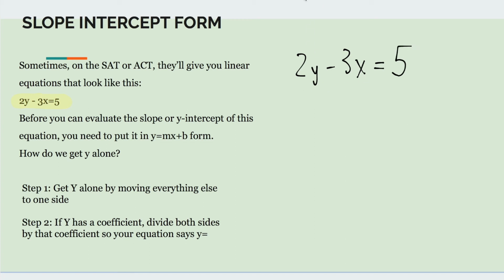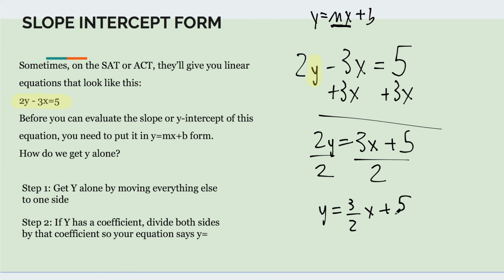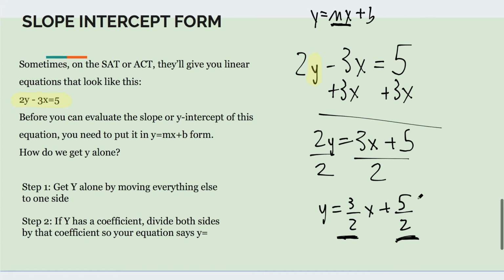We know we want to get y alone, so the first thing we're going to do is move anything that doesn't have a y attached to it to the other side. So that's going to be adding this 3x over to the right side. I'm going to put the 3x first just because we know in slope-intercept form the x term comes first. And then the last step here is going to be divide away the 2 so that the y is completely isolated, and we're going to get 3/2 x + 5/2, which means our slope is 3/2 and our y-intercept is 5/2.